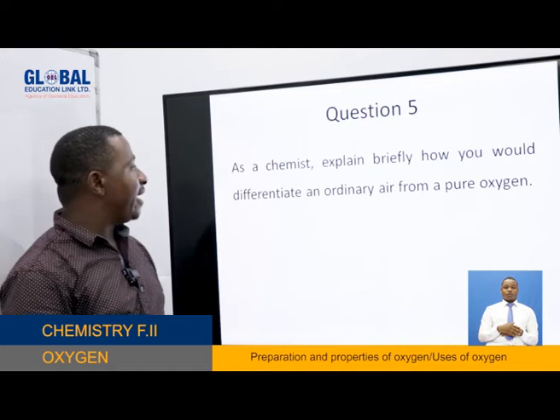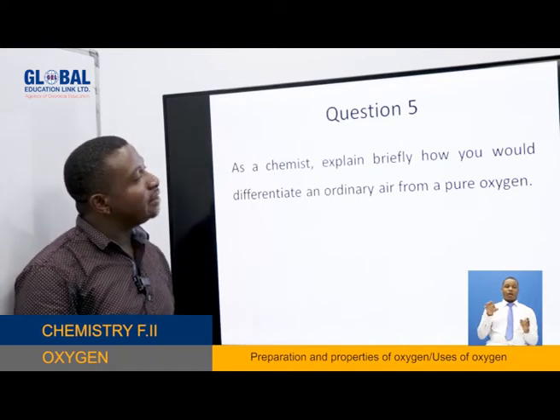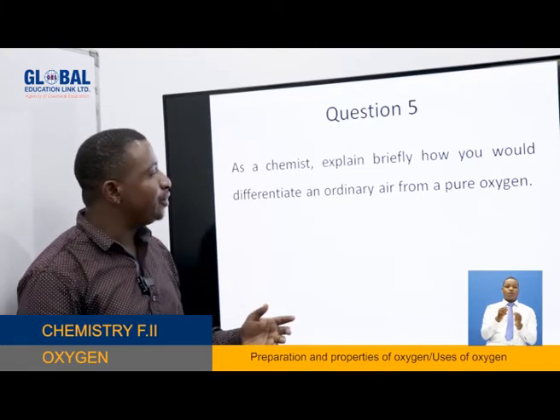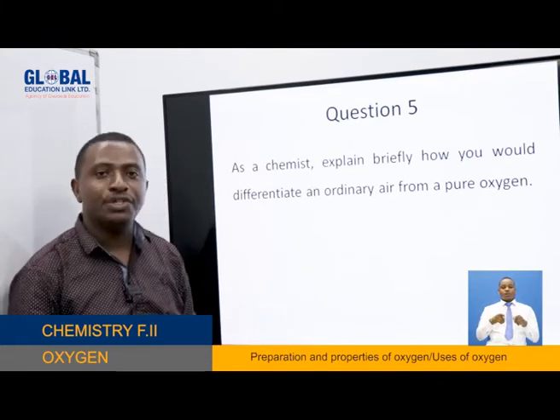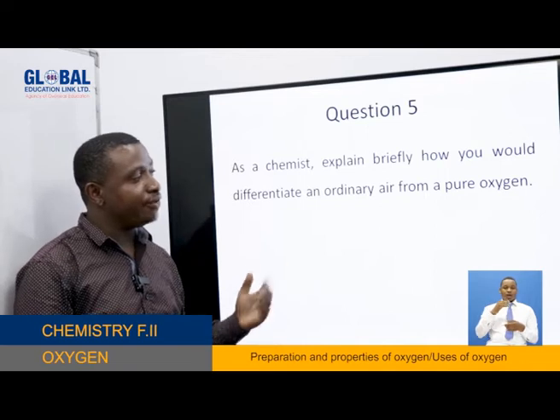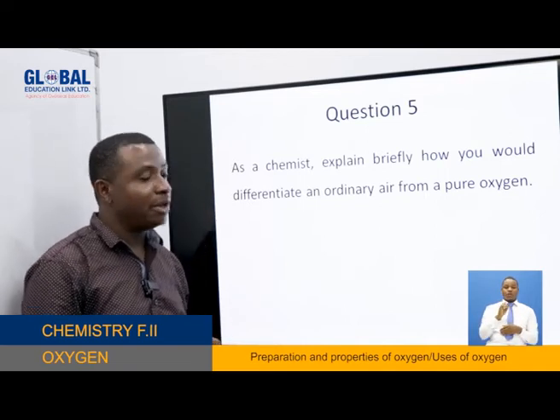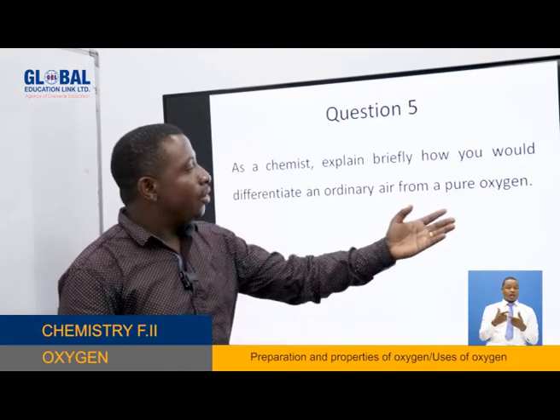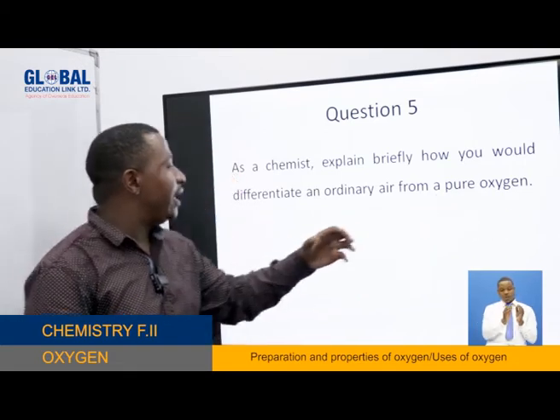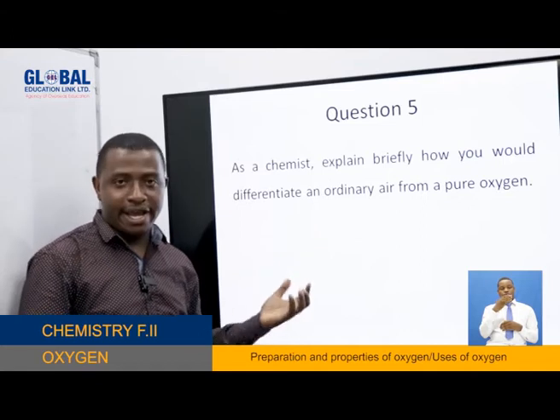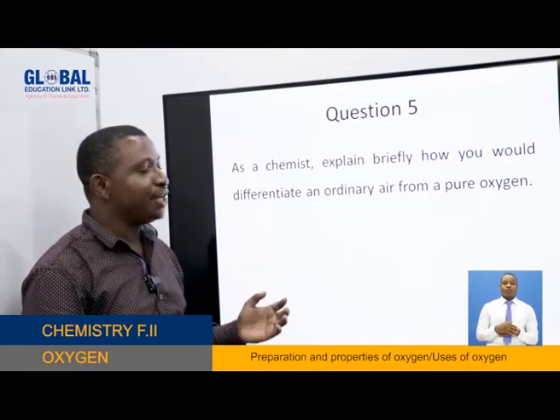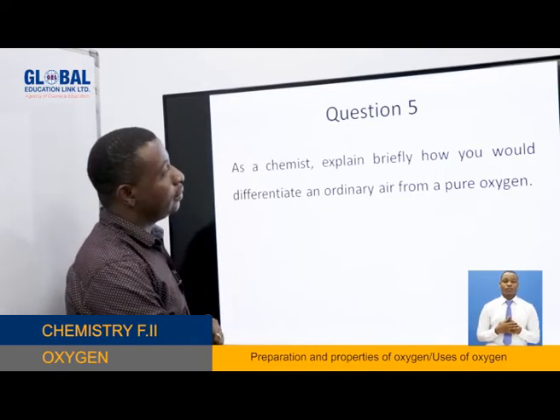We have question number 5. As a chemist, explain briefly how you differentiate an ordinary air from pure oxygen. This also is the kind of question that you should go and try to perform, but you should go with the knowledge of knowing that this is pure oxygen and the other one is ordinary air. So you find some literature and see how you can differentiate these ones.